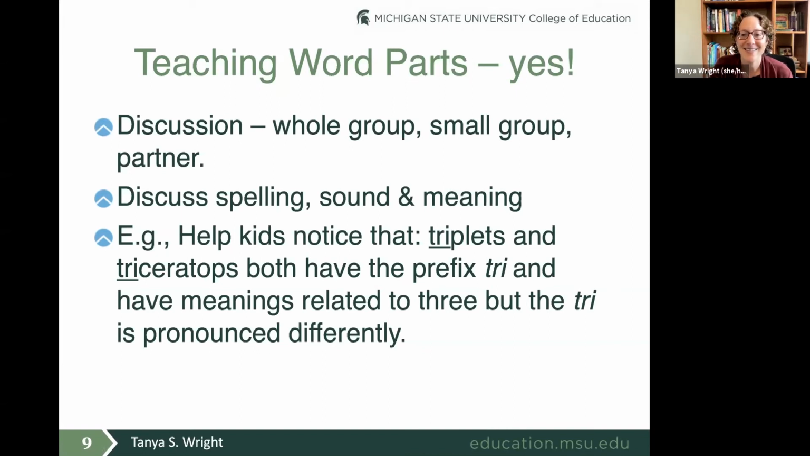So help kids notice that triplets and triceratops both have the prefix tri, T-R-I, and have meanings related to 3, but the TRI is pronounced differently in triplets and triceratops, right? So we're talking about how it sounds, how it looks, and what it means all together for kids to help make those connections and deepen their understandings of words and word meanings.